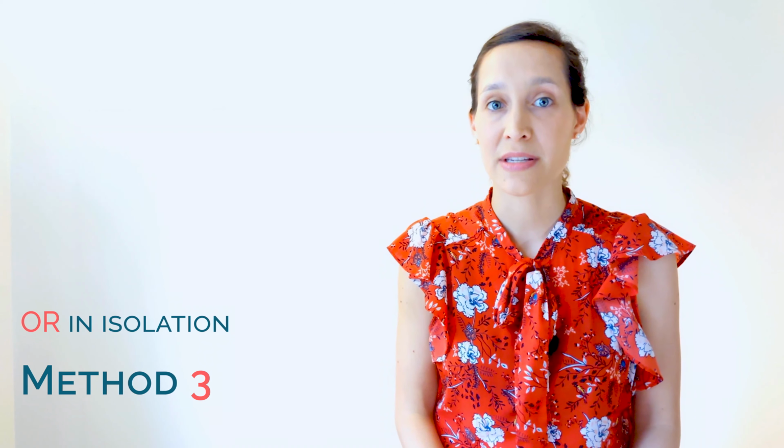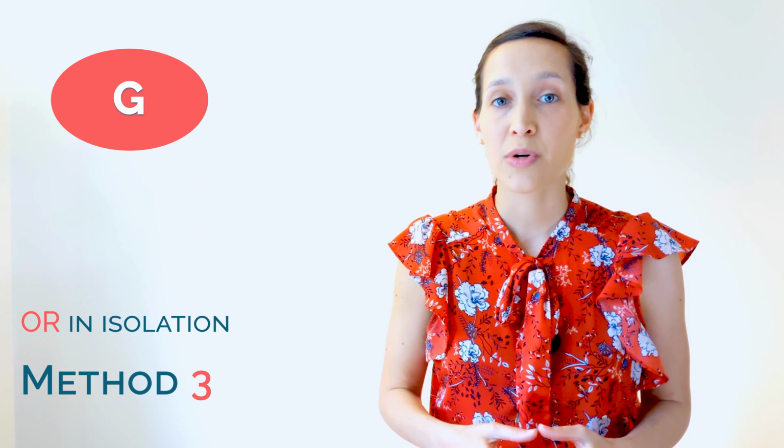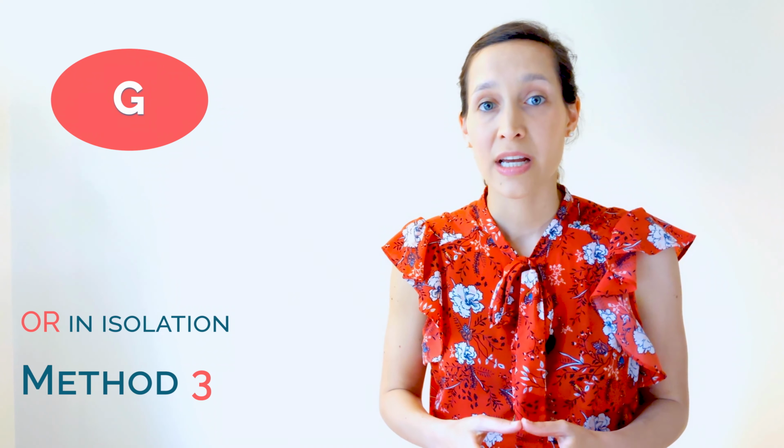Method 3 is for an individual who doesn't feel that method 1 or method 2 is helping them really get that OR sound. So method 3 is trying to get the OR sound in isolation by sticking on a sound at the end of it that helps get your tongue in the right position for OR. And that sound is going to be the G sound, which we represent in American English as the letter G. So G, G.